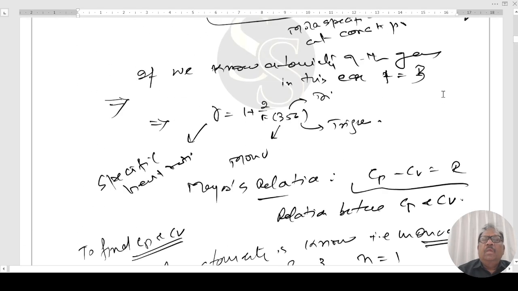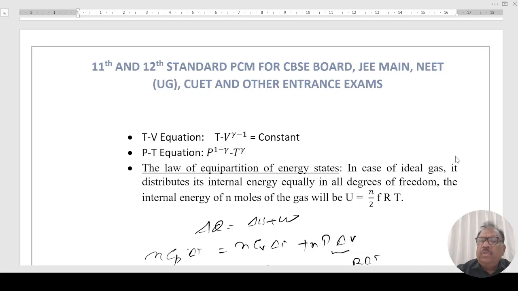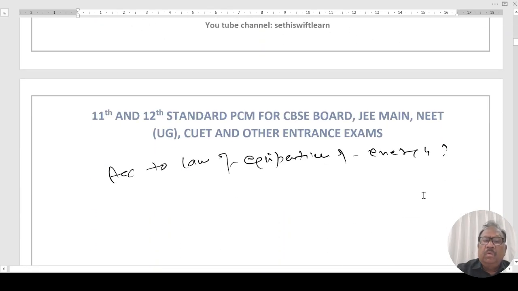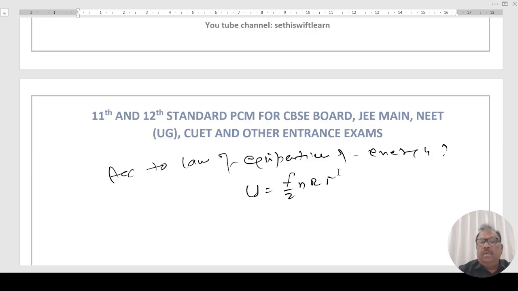What does it say? In the case of an ideal gas, it distributes its internal energy equally in all degrees of freedom. The internal energy of an n mole gas is given by U equal to F by 2 nRT. It is just like an ideal father distributing his property equally among all children. In a similar fashion, U equal to F by 2 nRT. F is 3, n is 1, so 3 by 2 RT.